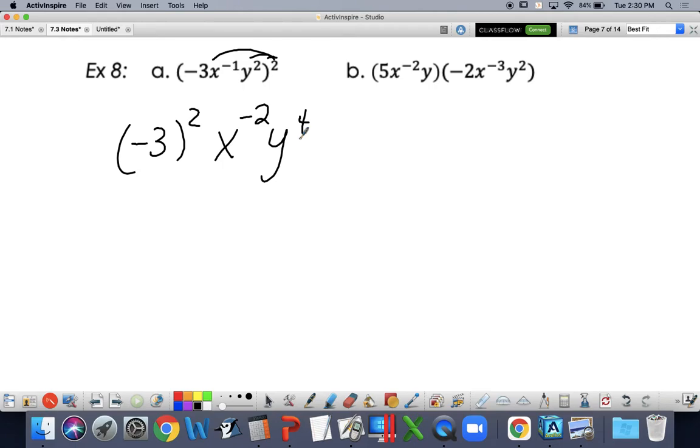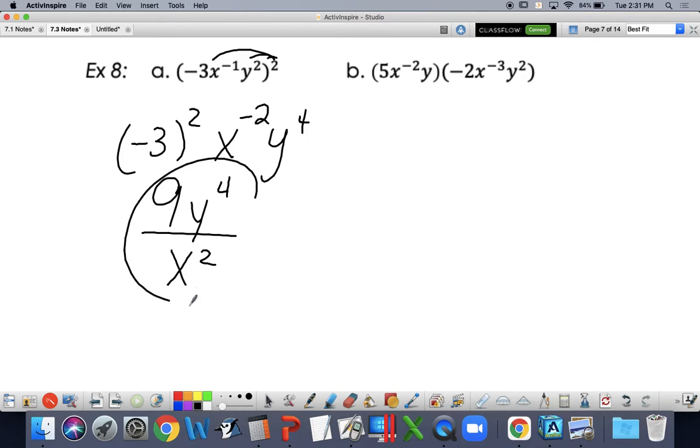Now I have to simplify. Negative 3 squared, 9. I need to move my x to the negative 2. That needs to go down to the denominator. It's the only thing that has a negative exponent. So my final answer is 9y to the 4th over x squared.